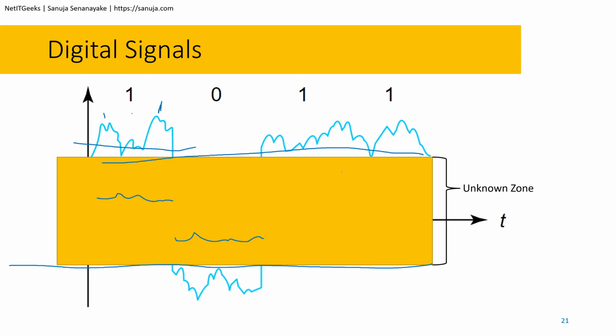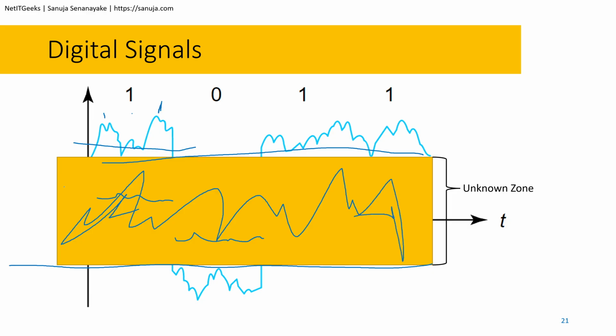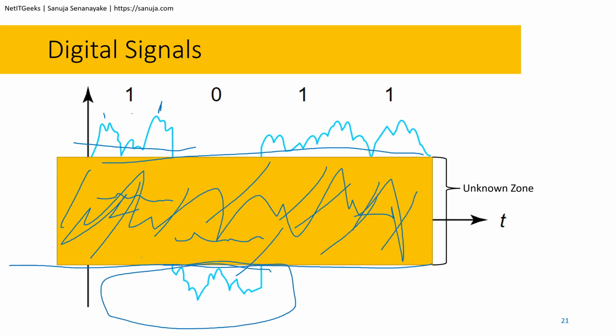Because we define the yellow bits as the unknown zone, as long as you are in between here, it's not going to register. But anything below this box is going to be 0. So this is going to be a 0 right here. Anything above this zone is going to be 1. So we have 1 0 1 1, because this is remaining in 1.